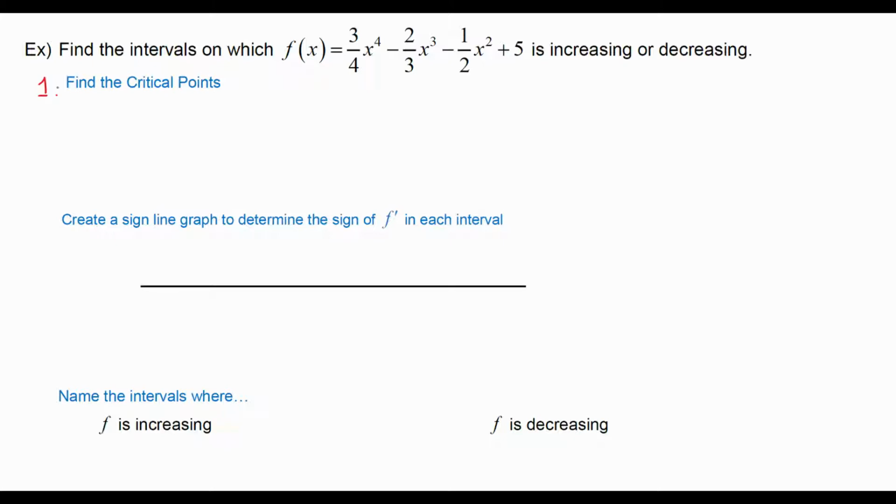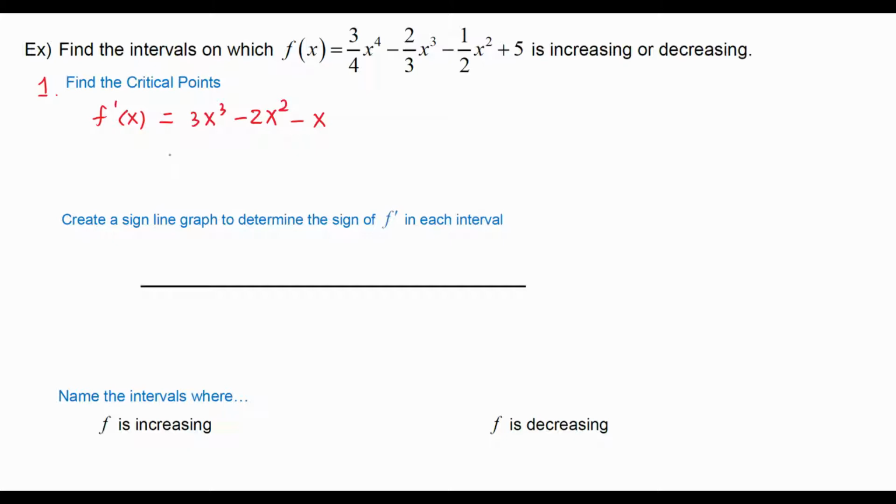Okay, so let's first find its critical point. So f prime of x then is equal to 3x to the 3rd minus 2x squared minus x, and the derivative of 5 is 0. Now, this f prime is defined on all real numbers. This is never undefined. So the only way you are going to get a critical number from this f prime is if it was equal to 0.